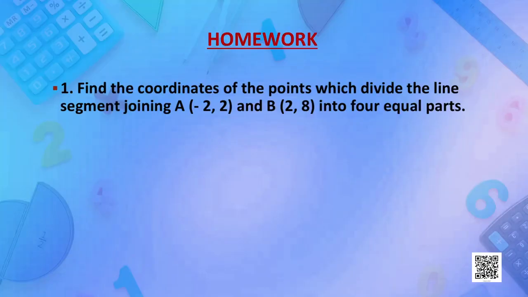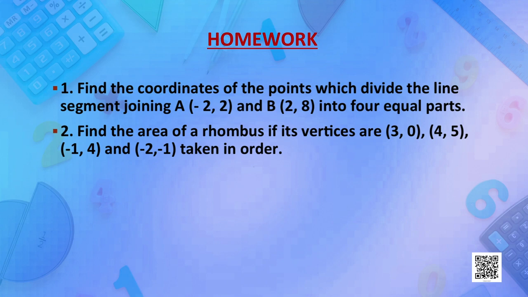Now, these are the questions for your homework. Question number 1, find the coordinates of the points which divide the line segment joining A minus 2, 2 and B 2, 8 into 4 equal parts. Question number 2, find the area of a rhombus if its vertices are 3, 0, 4, 5, minus 1, 4, minus 2, minus 1 taken in order.